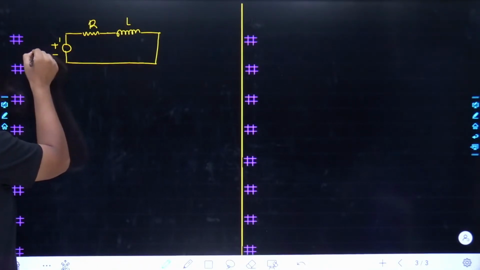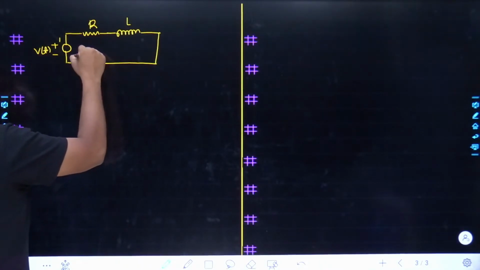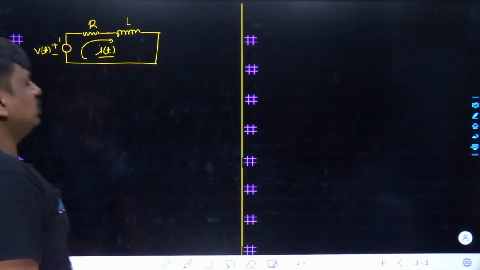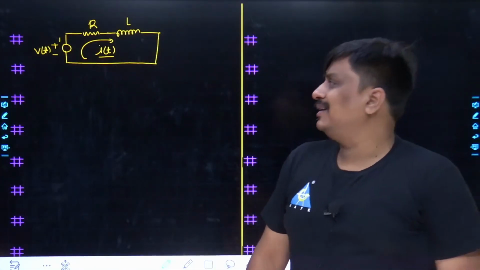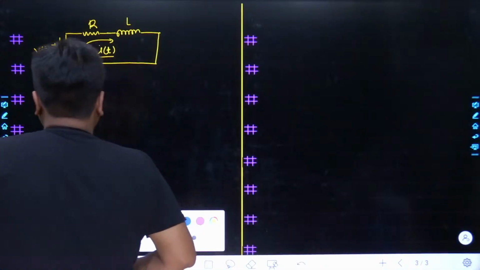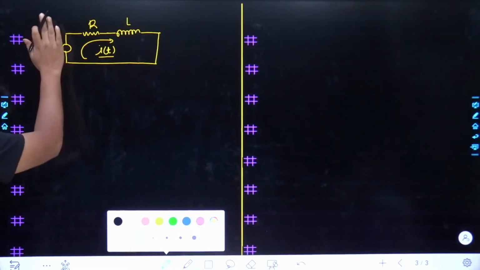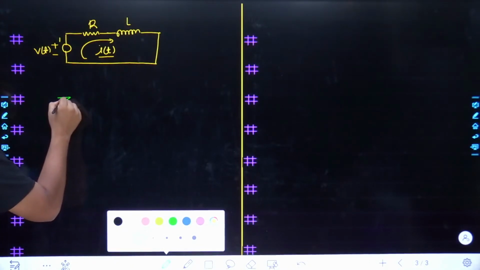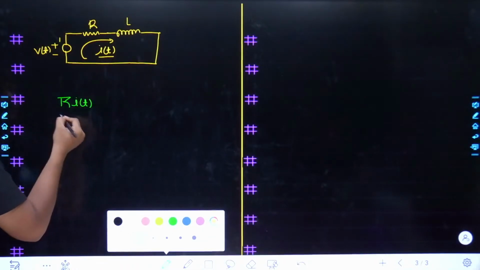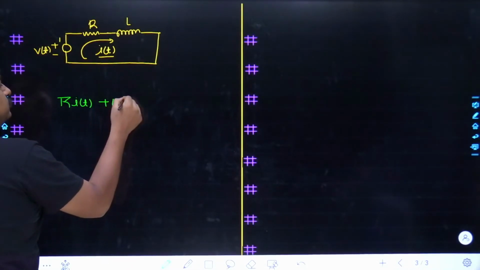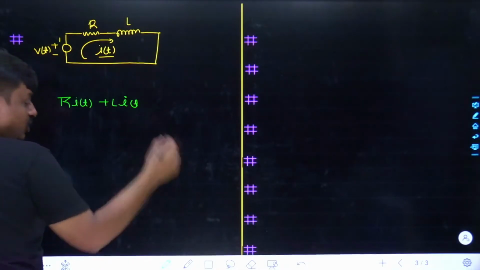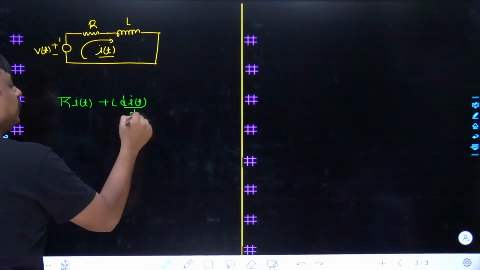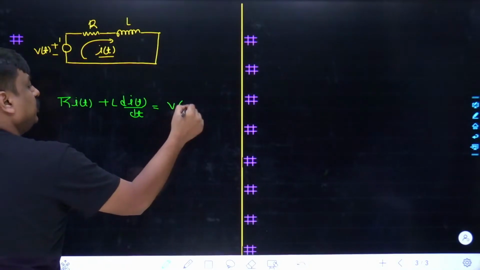Let's take it as plus minus V of t, and because of the external voltage V of t, this loop experiences the current i of t. So if I apply KVL in this loop, may I know what would be the KVL? The drop across R as well as L would be equal to V of t. So simply I can write R times the current across R, that is i of t, plus L di(t)/dt, and that would be equal to V of t.